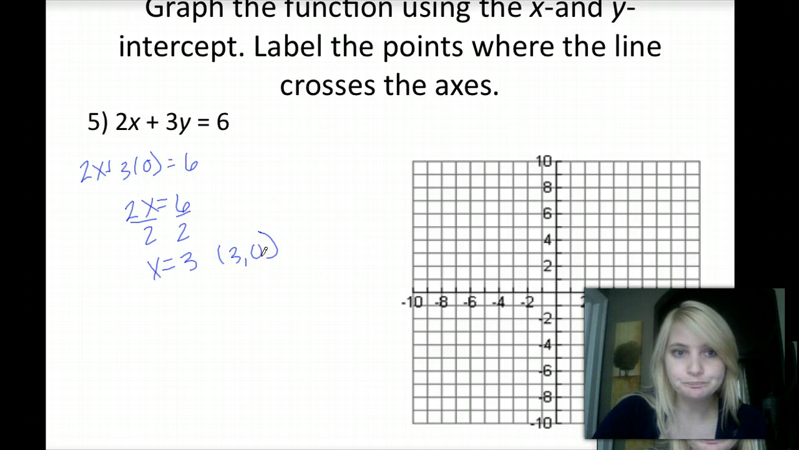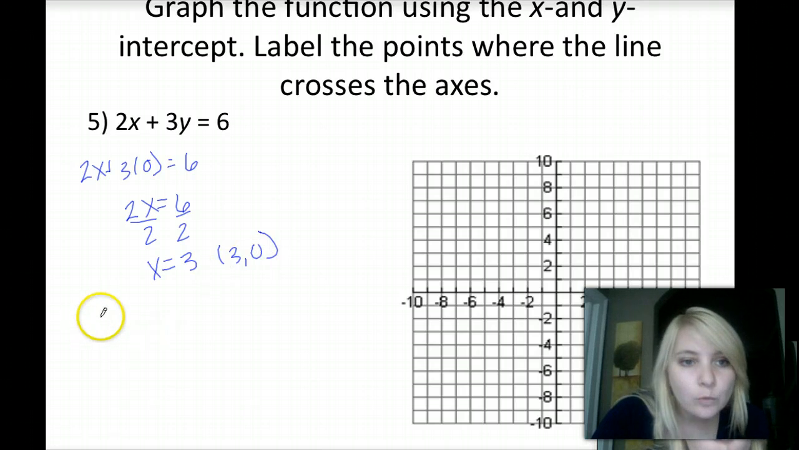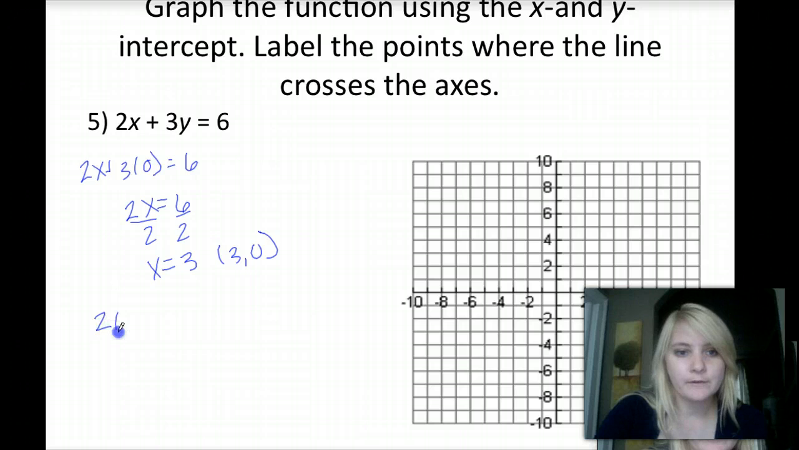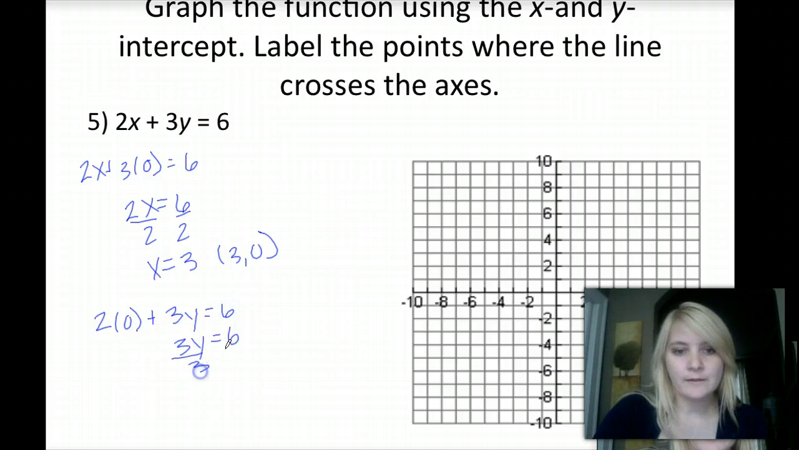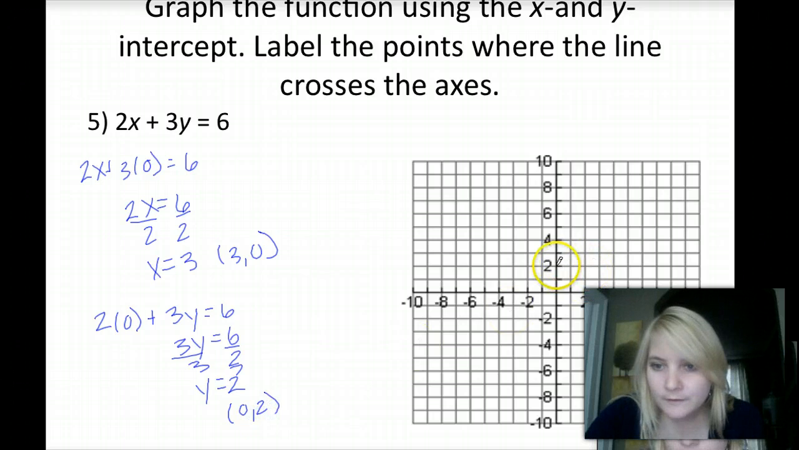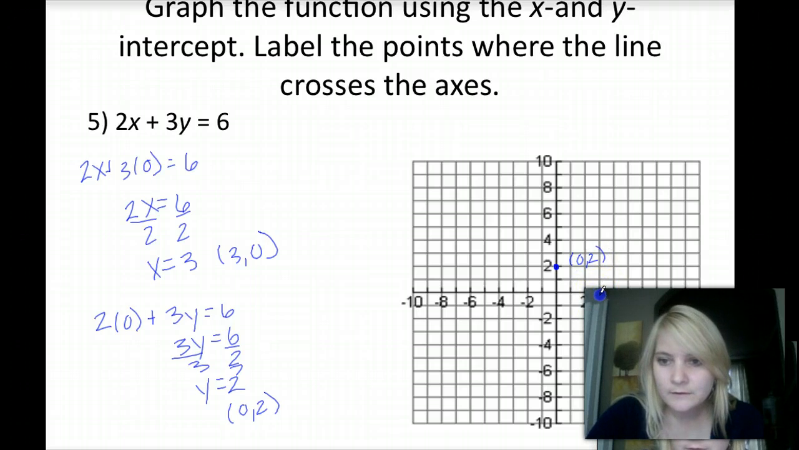And then to find our y-intercept, we're going to substitute in 0 for x. So we get 2 times 0 plus 3y equals 6. So we get 3y equals 6, divide by 3. So y equals 2. So our y-intercept here is at 0, 2, and we have our x-intercept at 3, 0.